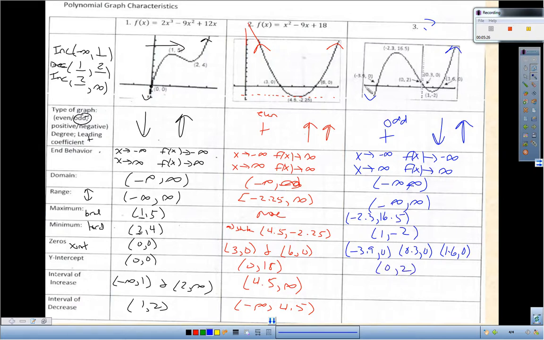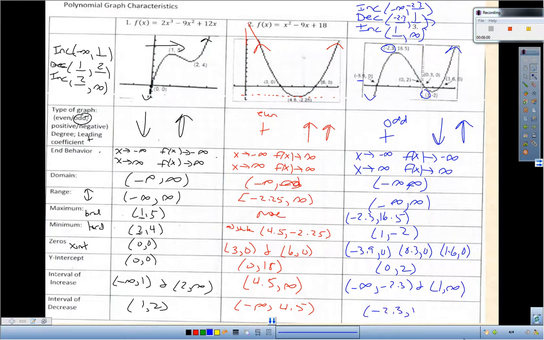I'm going to read the graph from left to right. My graph is increasing, then decreasing, then increasing. Always start with negative infinity, and then always end with positive infinity. Use the x values. So the first one is negative 2.3, copy that, and then the last one's 1, copy that. So my graph is increasing from negative infinity to negative 2.3 and from 1 to infinity, and my graph is decreasing from negative 2.3 to 1. Alright, that's it for today's lesson.